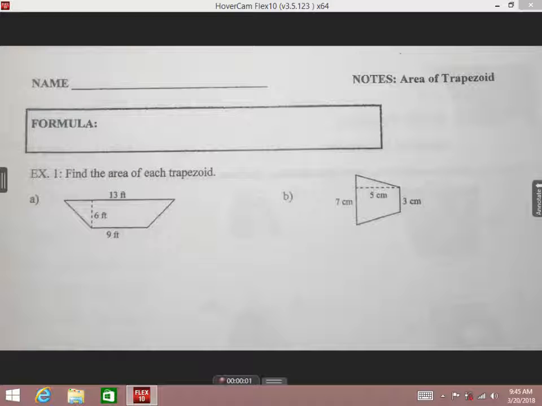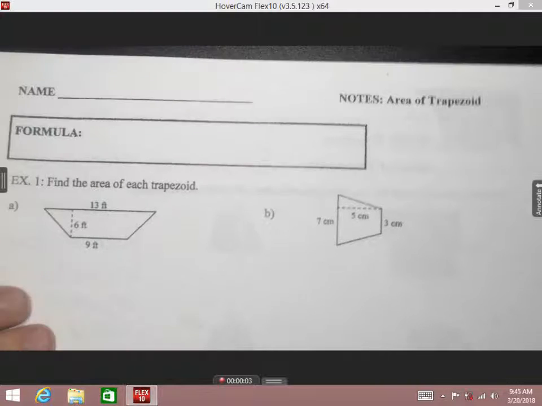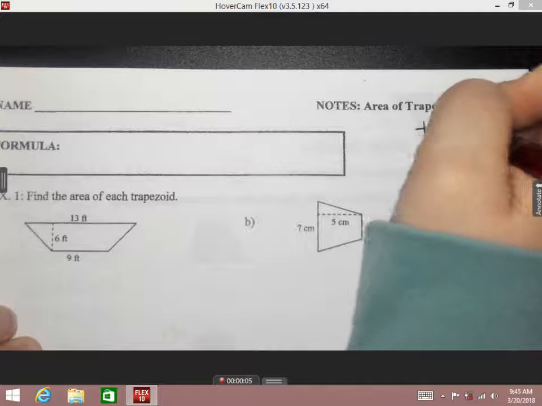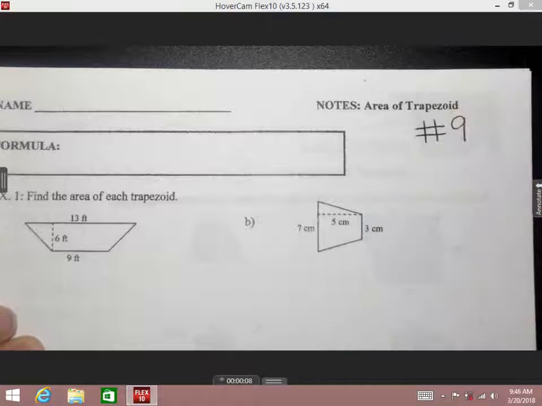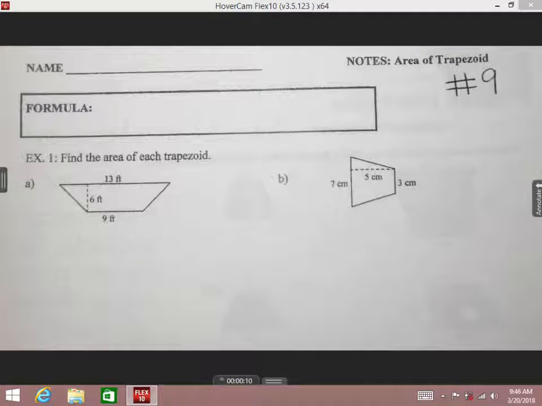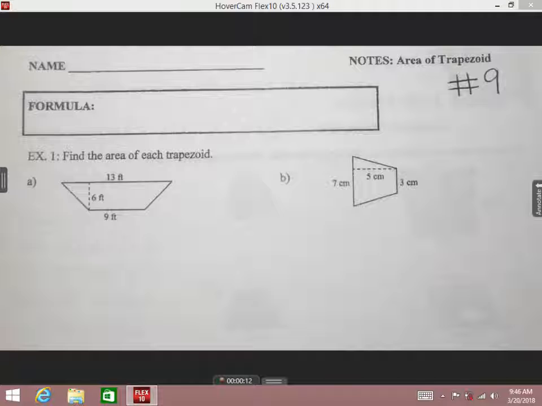Taking notes, this is going to be number 9. And we're talking about area of trapezoids. Area of trapezoids. So this is our 4th shape. So we talked about rectangles throughout the year. All right. We specifically mentioned parallelograms.